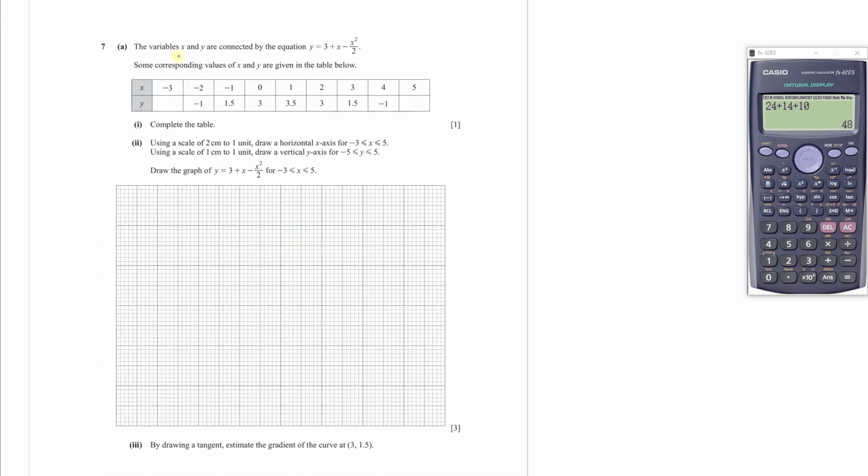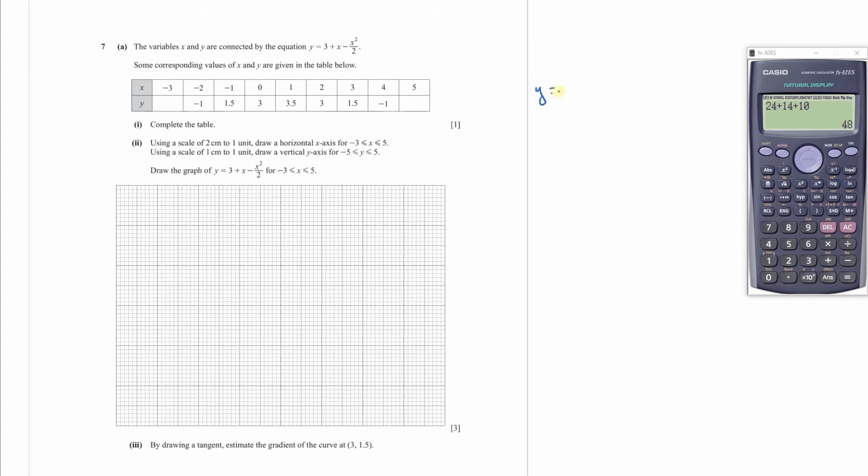So the next question is, the variables x and y are connected by the equation y equals 3 plus x minus x squared over 2. Some corresponding values of x and y are given in the table. So you have to complete the table. The missing value is for when x equals minus 3.